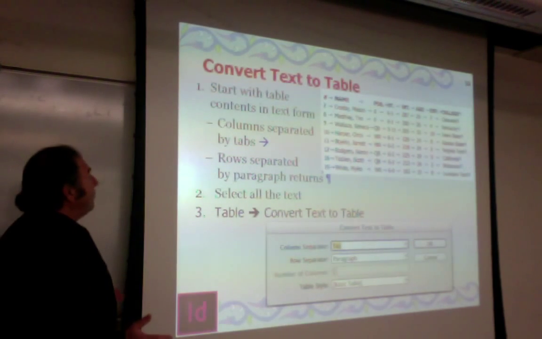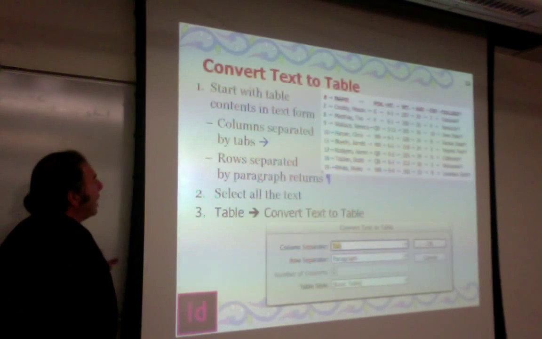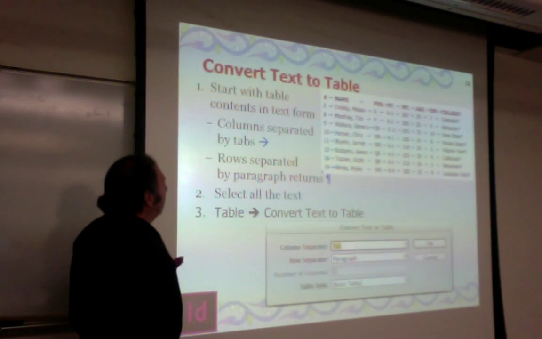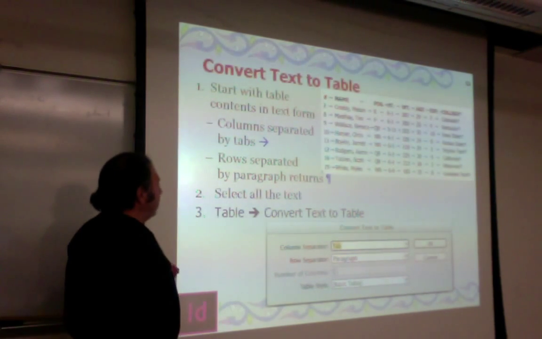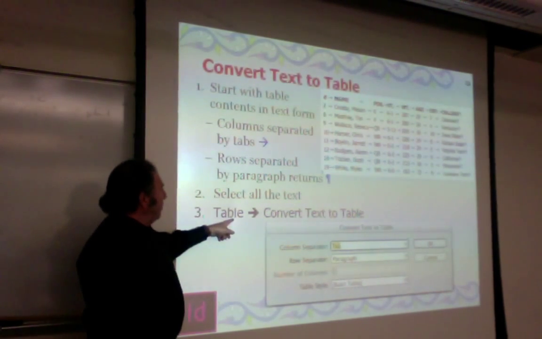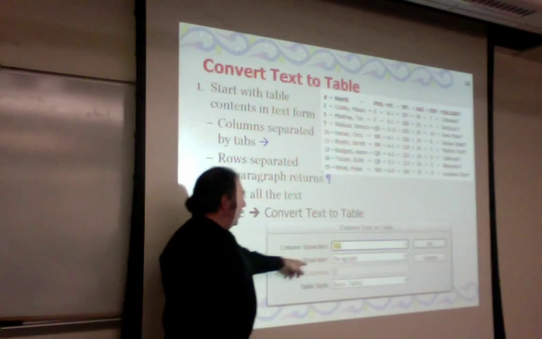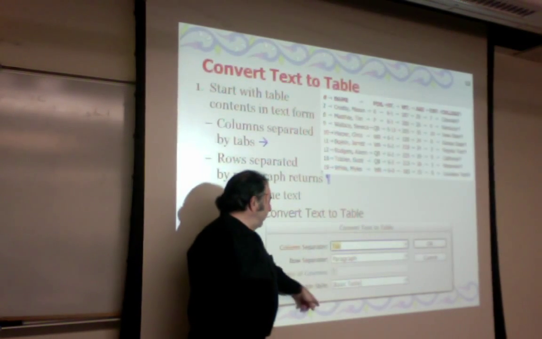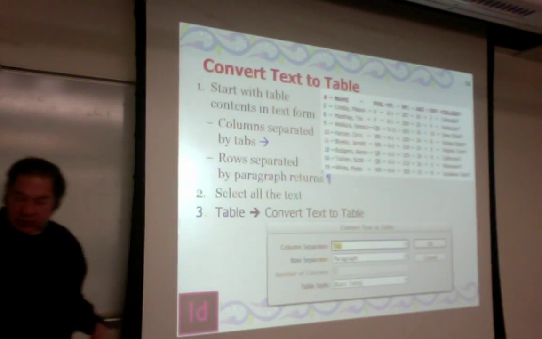Text to table in InDesign, same deal. You start with a table in text form, columns separated by tabs, rows separated by paragraph returns. You select all the text with the cursor, and then you go into the table menu, convert text to table, look for the tabs, look for the paragraph marks, make me a table. And it'll do it.